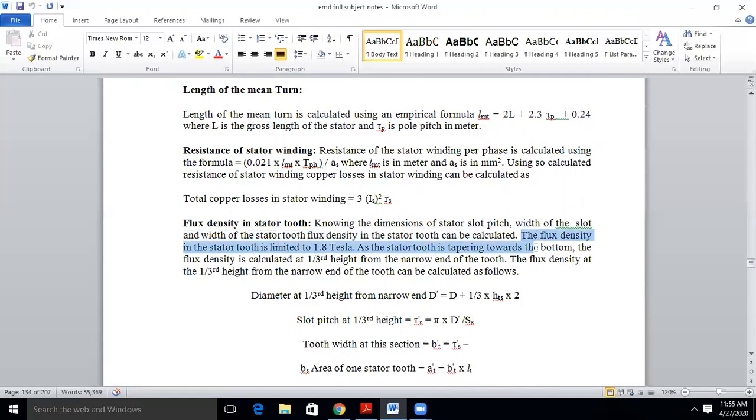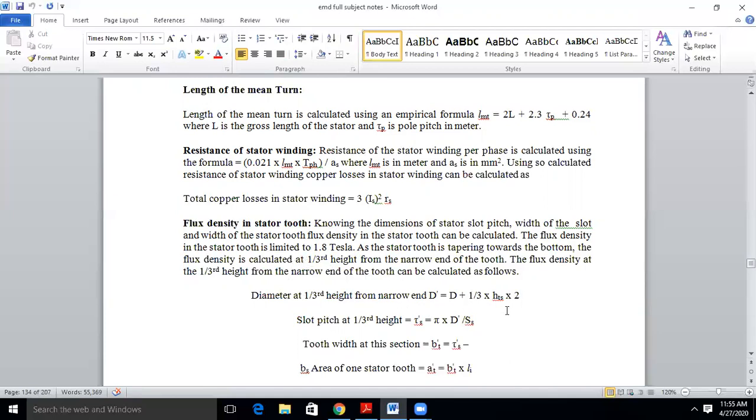The flux density in the stator tooth is limited to 1.8 Tesla. As the stator tooth is tapering towards the bottom, the flux density is calculated at 1/3 height from the narrow end of the tooth. Let the diameter at 1/3 height from the narrow end be d dash, which is equal to d plus 1/3 into STS into 2, where STS is the height.